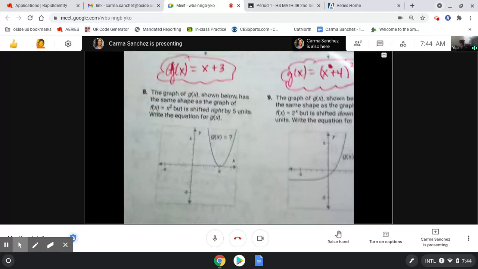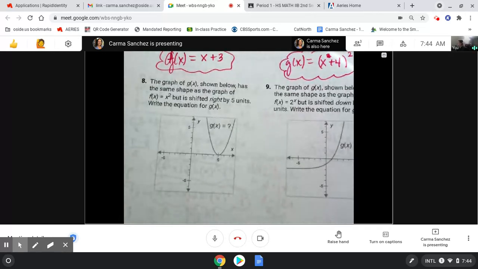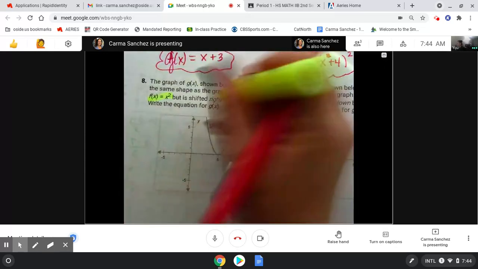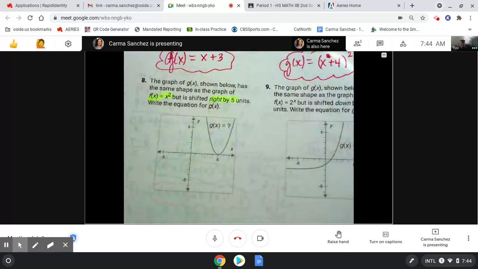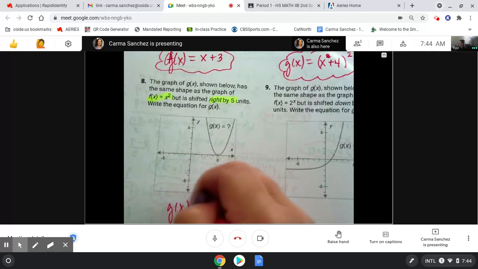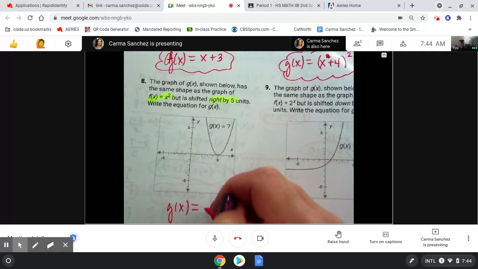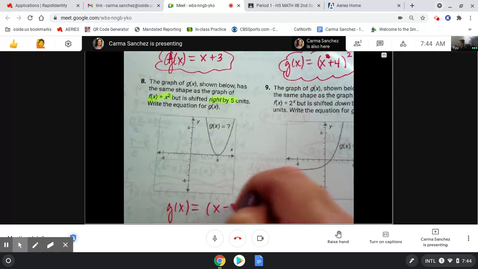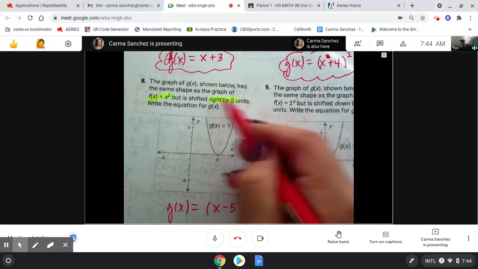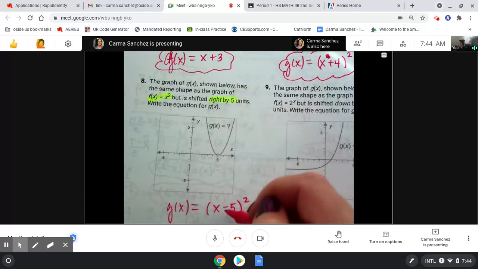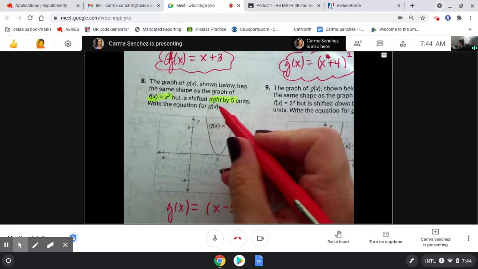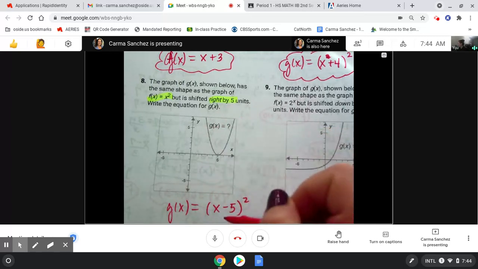All right. This one down here is being shifted right from the original parabola, right by 5. So g of x is equal to, so a shift right or left happens inside the parentheses, and we need to remember the sign change, so right 5 is going to be x minus 5 squared.